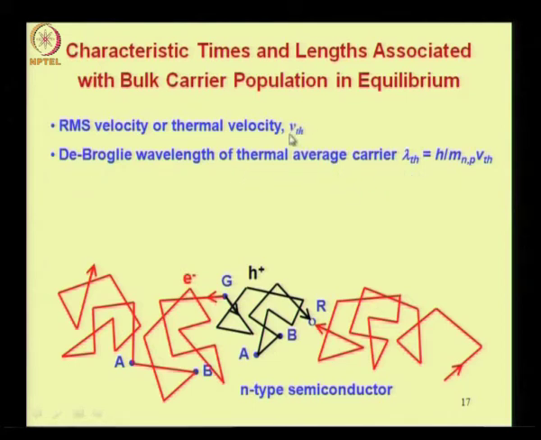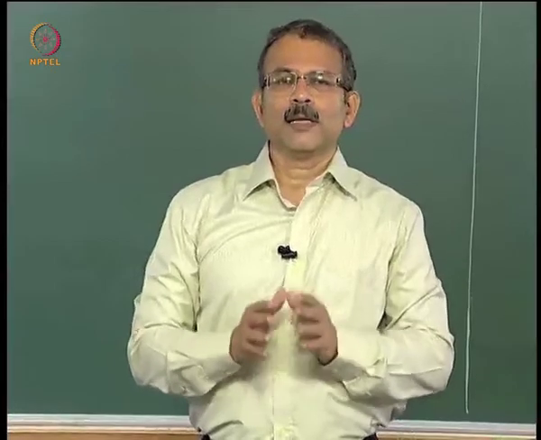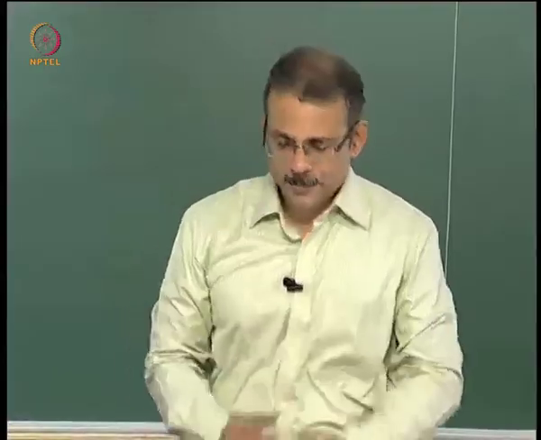An average carrier which has this velocity has a momentum given by effective mass multiplied by thermal velocity, and therefore, you can associate a de Broglie wavelength with this momentum given by this formula, lambda thermal given by h by the momentum. As we will see, this de Broglie wavelength will enable us to decide whether the particle approximation of the electron or hole is valid in a situation or not.